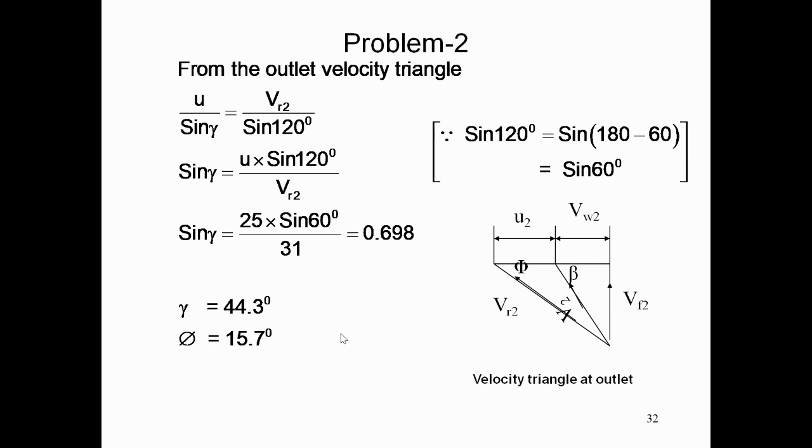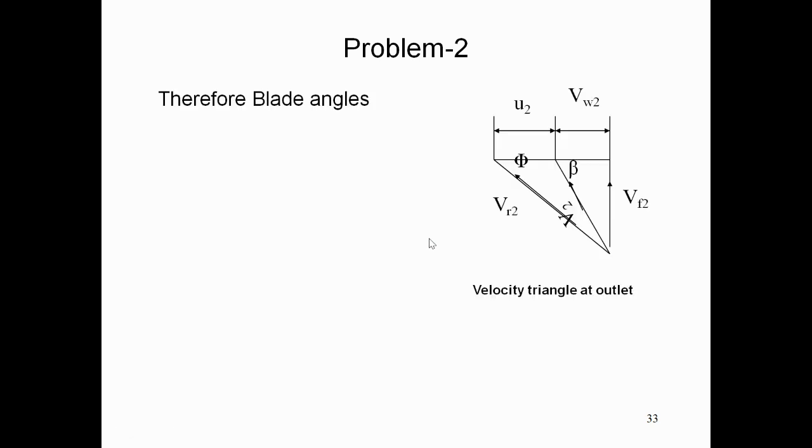Sine 120 is equal to sine of 180 minus 60 degrees, which gives sine 60. That's why sine 120 is replaced with sine 60. Therefore the blade angles are theta equal to 53.8 degrees and phi equal to 15.7 degrees.